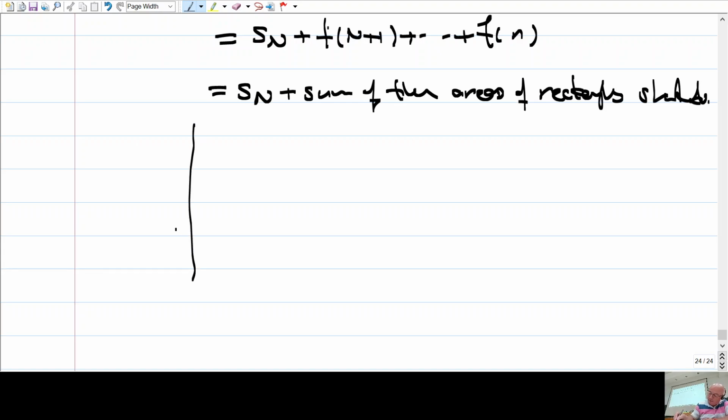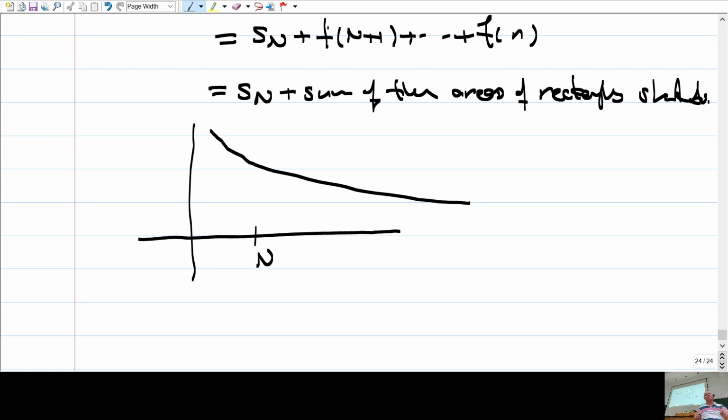Şuradaki rectangle'lar. Şimdi şu n'e kadar bir şey yapmıyorum. F nasıl bir fonksiyondu? Azalan, continuous ve değerleri de şeye eşit. Yani şurada n plus 1 var. Şurada n var.